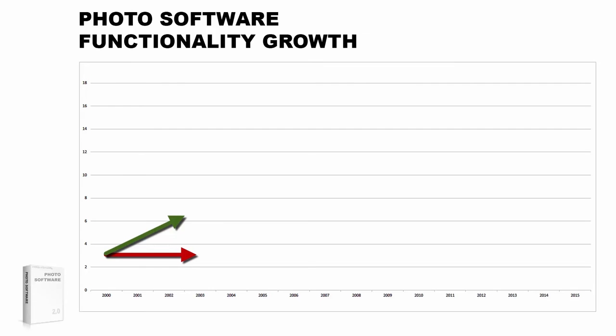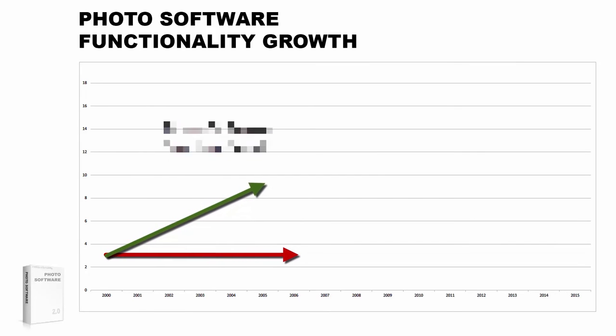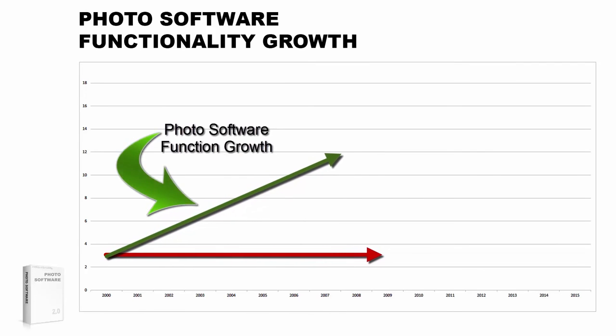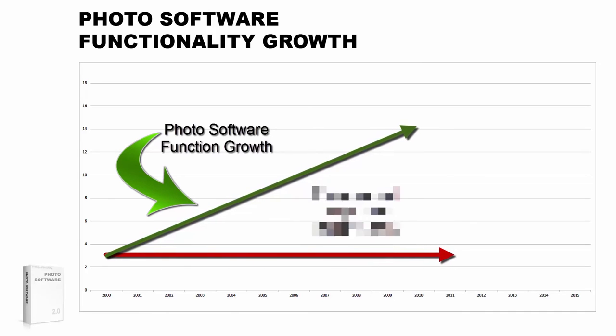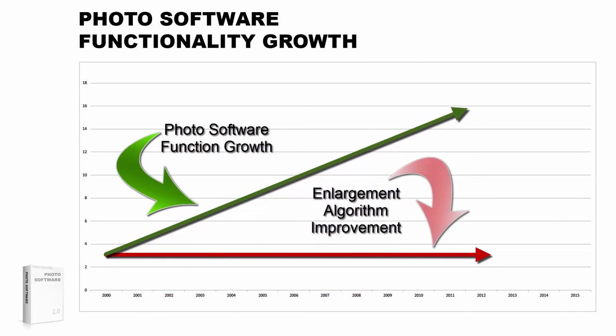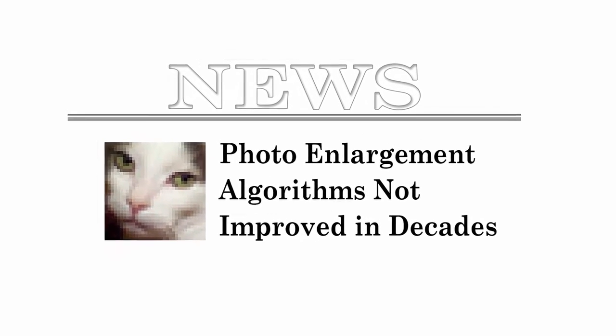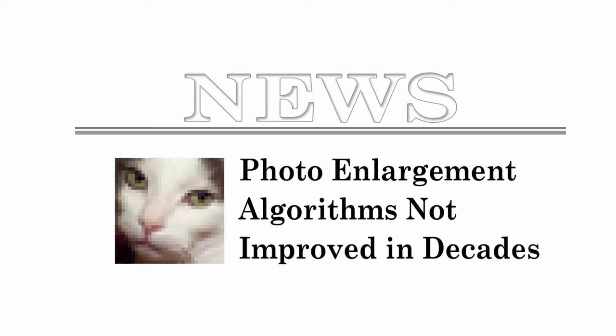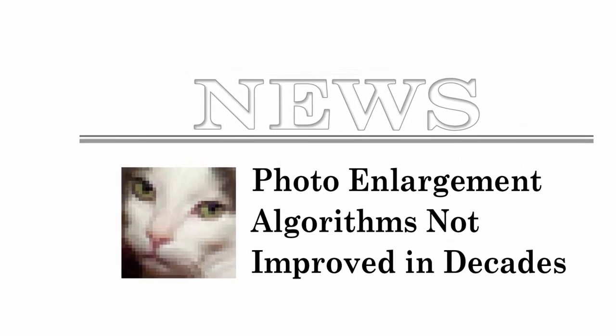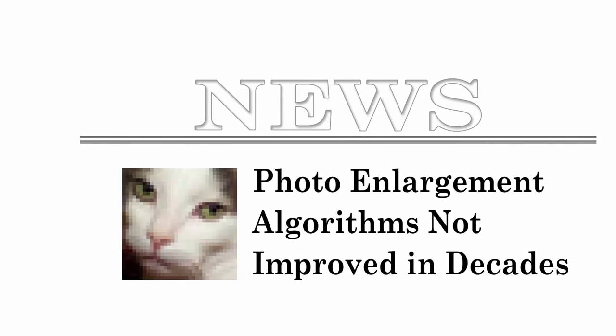There are many software packages that have a lot of different functionality for manipulating images in various ways, and these functions or software capabilities continuously improve or get better over time. But the algorithms, which are the computer code for recipes that drive interpolation methods used for photo enlargement, surprisingly have not been improved within their released versions for many years.